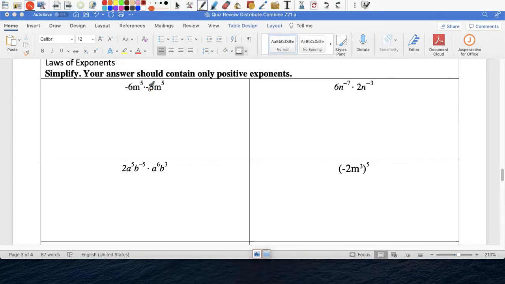This looks like a negative, so they're both negative. 6 times negative 8 is going to be 48 positive. m^5 times m^5 is m to the 10th power. A lot of ways you can do this.